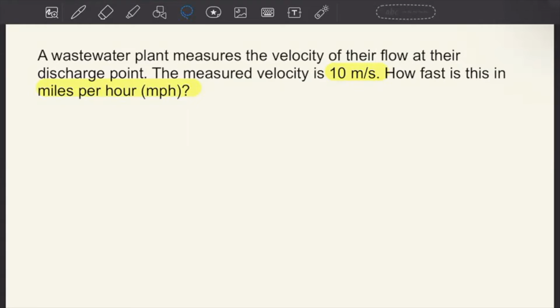Next, we want to determine our appropriate conversion factors. We're going to first figure out converting meters to miles.